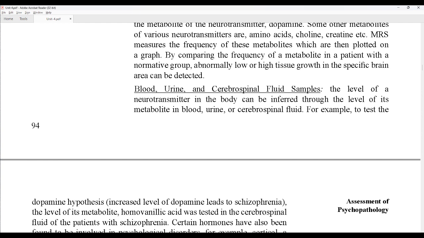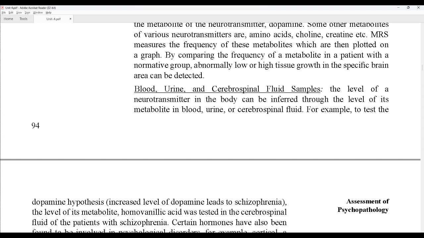MRI measures the frequency of these metabolites, which are then plotted on a graph. By comparing the frequency of a metabolite in a patient with a normative group, abnormally low or high tissue growth in the specific brain area can be detected.